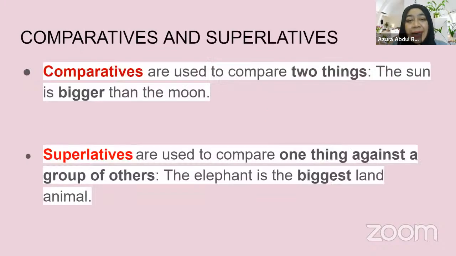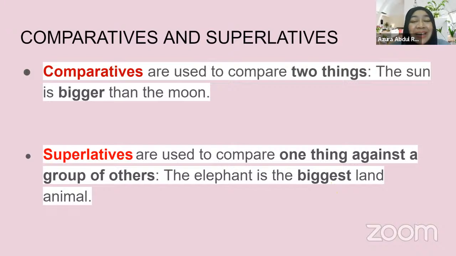Yes. Okay. All right, now let's go to comparatives and superlatives. Comparatives are used to compare two things. For example, the sun is bigger than the moon. But superlatives are used to compare one thing against a group of others. The elephant is the biggest land animal. I think all of you know this. But again, like what I said earlier, and what Daniel gave very good examples about, the irregulars. You don't put the ER or the EST.